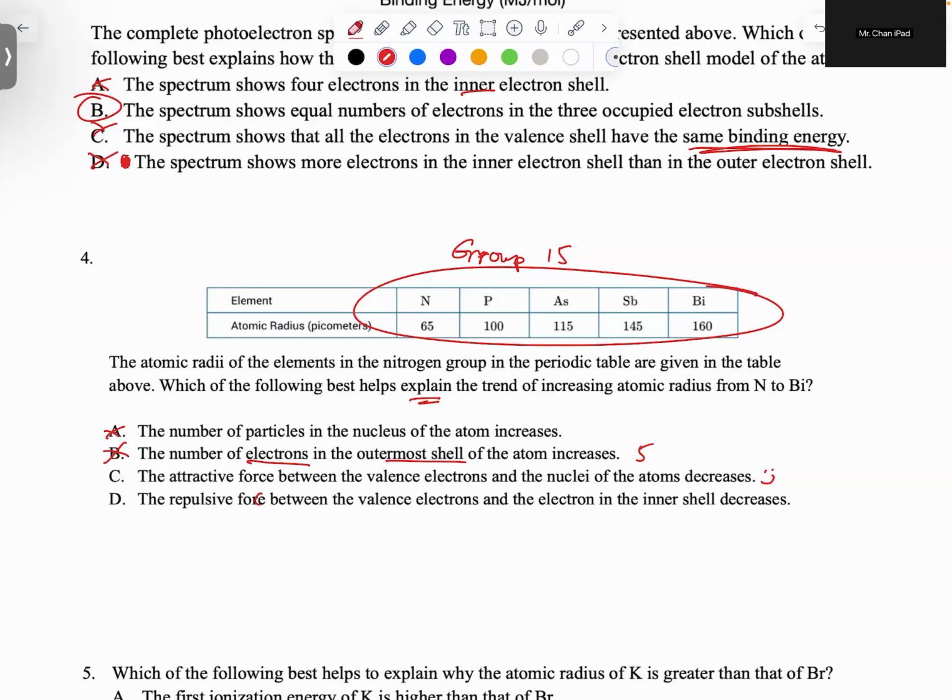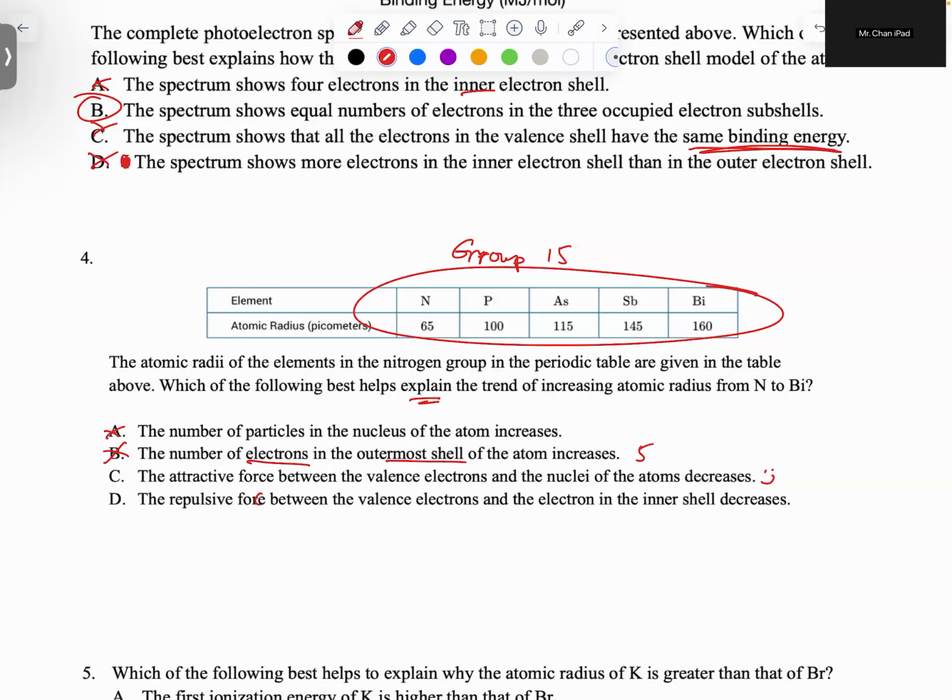Last but not least, which of the following best helps to explain why the atomic radius of K, potassium, is greater than bromine? The atomic radius of K is more than bromine. So before we look at these answer choices, I hope you knew the answer already. What's the reason why potassium is bigger than bromine? They're in the same period. How come potassium is bigger than bromine atom?